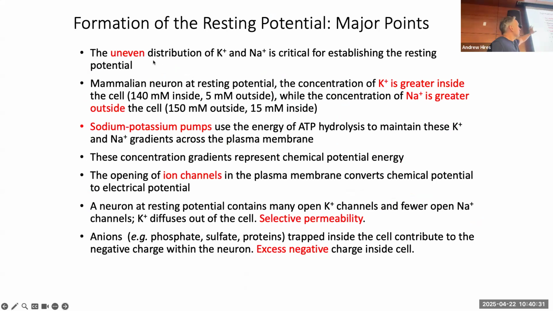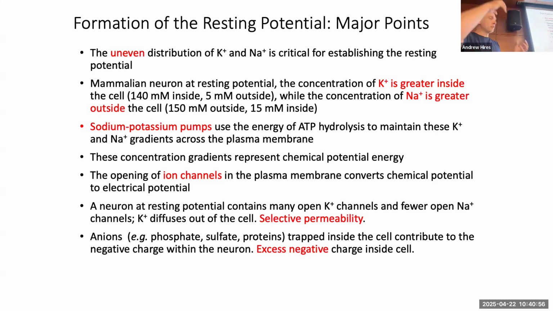So, to review: we have an uneven distribution of potassium and sodium inside and outside the cell, okay? That's going to establish our resting membrane potential. We have more potassium inside and more sodium outside, and we maintain that with concentration pumps all the time, burning ATP.